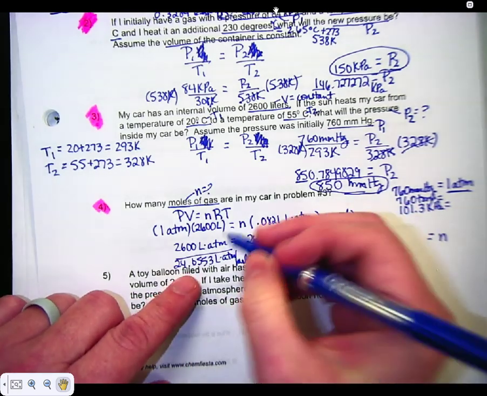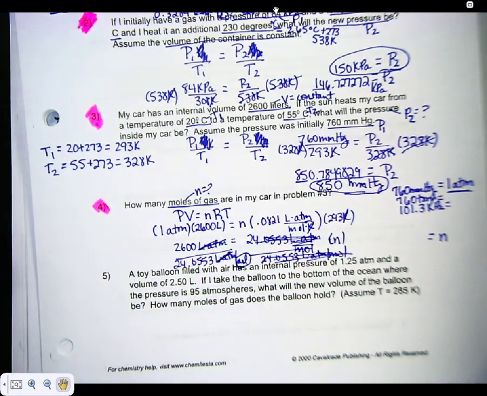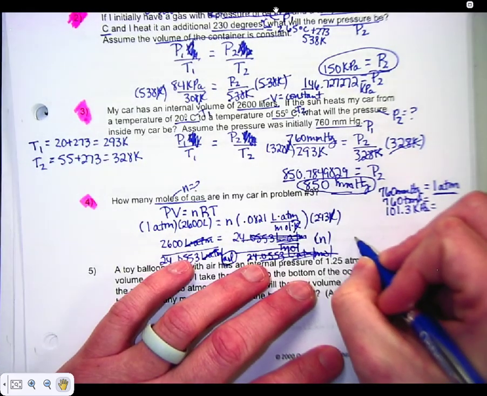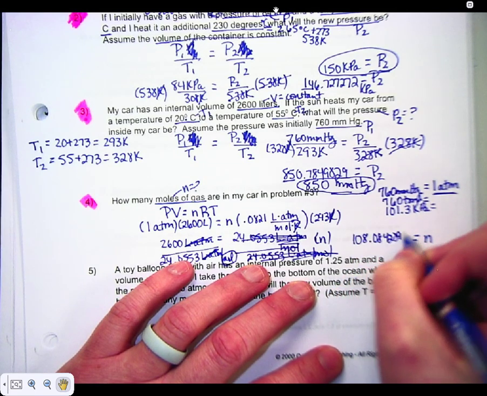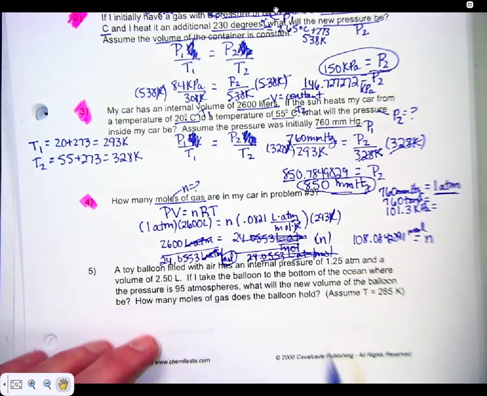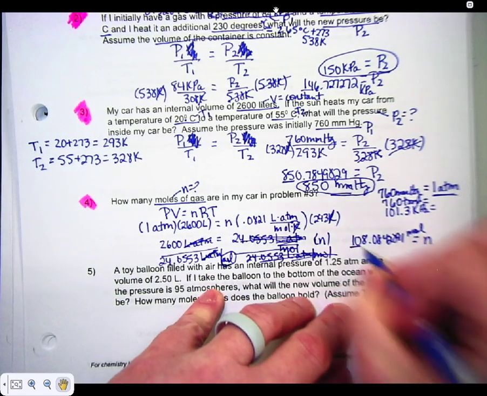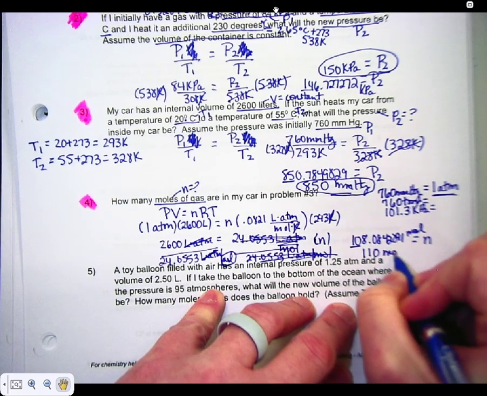On the left, the liter atmosphere cancels out, and what we have left is mole, which is what we're solving for. So 2,600 divided by 24.0553 equals, and I got 108.084281, and that is moles. And again, it looks like we need 2 significant digits. So that'll be the 1 and the 0. The 8 rounds the 0 up to a 1, so that's 110 moles.